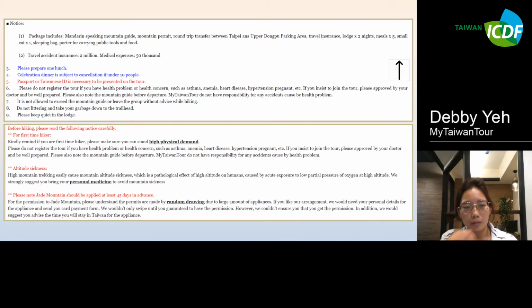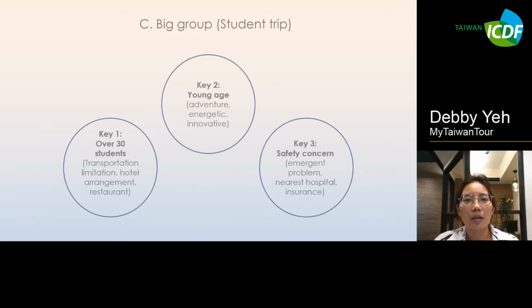Okay. And the next one, we talk about the big group, the members of a group who are maybe over 30 or 40 people or more, even 100 people at the same time. The transportation in the mountain area or in some remote places is not suitable for a big group. So you need to take the transportation, the hotel arrangement, and the capacity of the restaurant into consideration.